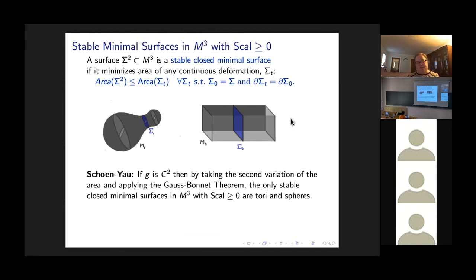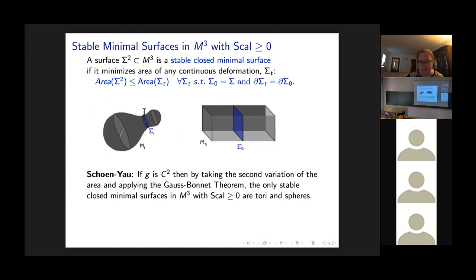Schoen and Yau proved that if g is a C2 Riemannian tensor, then by taking the second variation of area for these sigmas that are stable minimal surfaces, you see a Ricci curvature term, and you can balance it out and have the scalar curvature come up and another term come out, and you work it out. It's a very nice argument. And then they apply Gauss-Bonnet to the surface, and they are able to show that the only stable closed minimal surfaces in M3 with scalar curvature greater than 0 are tori and spheres. So the other genuses don't happen. The only example with tori is something like this, and here's an example that's a sphere.